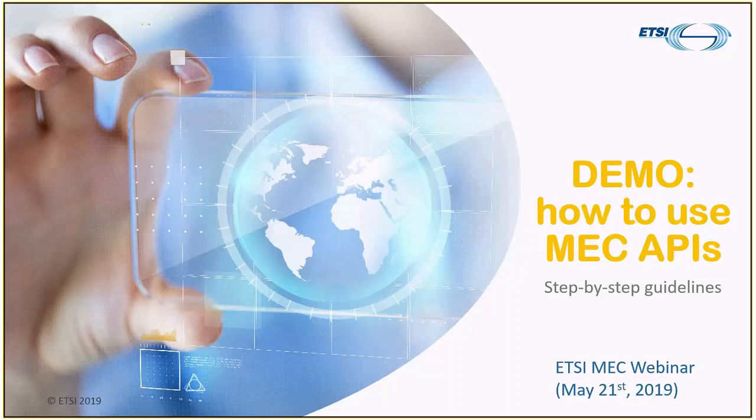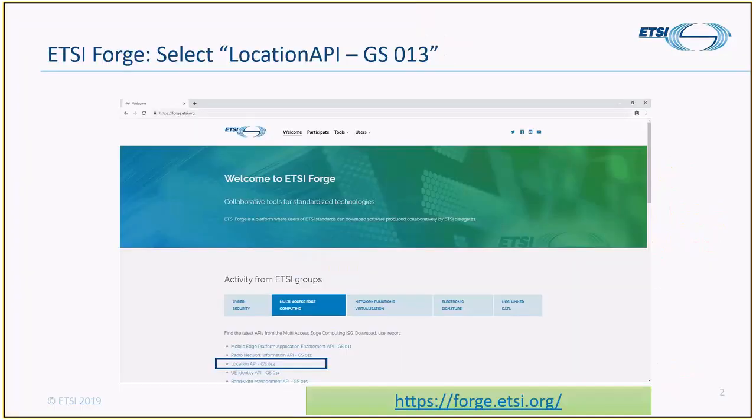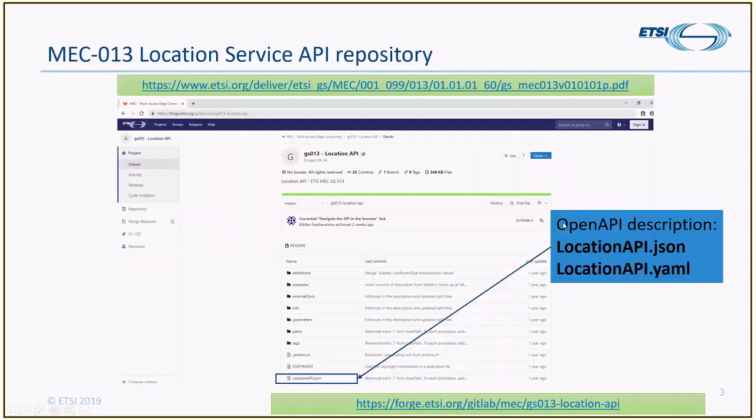The first port of call is the ETSI's Forge site, where all the MEC applications are provided using the OpenAPI specification. Here, the MEC API of interest can be selected. In this case, we're going to look at the Location API. So we click on the Location API link, and this takes us to the repository.